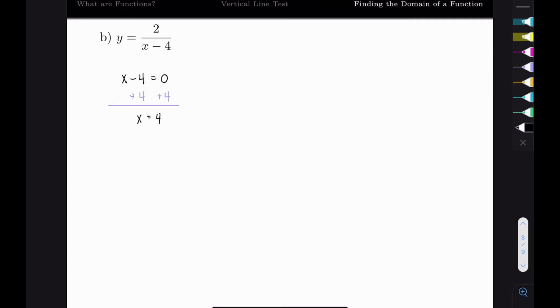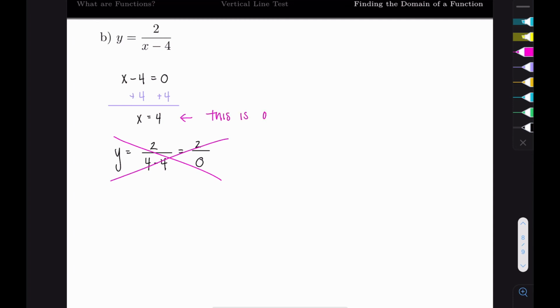So if I were to plug this in back up here, the y value corresponding to it would be 2 over 4 minus 4, which is 2 divided by 0. And this is a problem. I cannot do this. So immediately, this is our problematic value. So really, that is the number we need to exclude. So our domain, the only restriction we have is that x cannot equal 4.